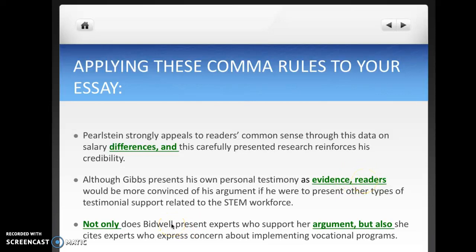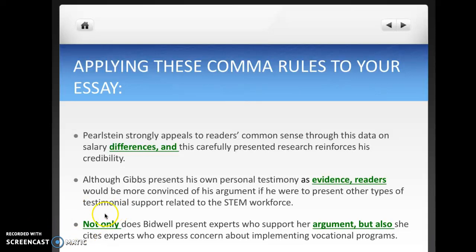I want to show you a really cool syntactical structure. When you use correlative conjunctions like not only, but also, they're partners, they go together, and you want to make sure that you set these off with commas. So the first part of the sentence says, not only does Bidwell present experts who support her argument, comma, but also she cites experts who express concern about implementing vocational programs.